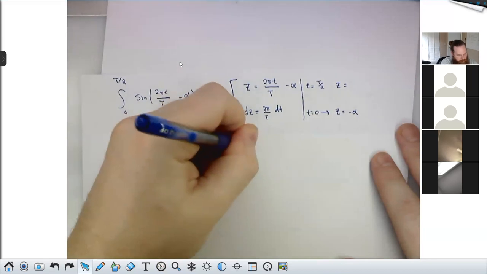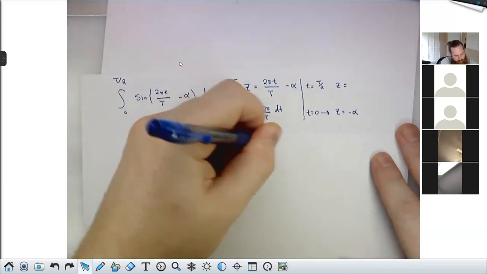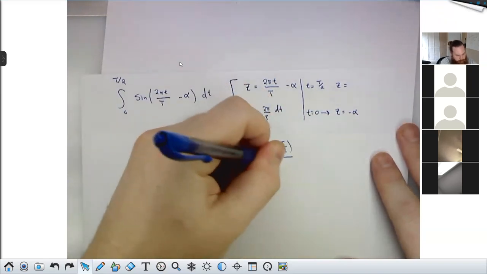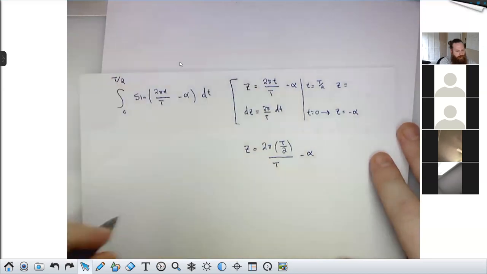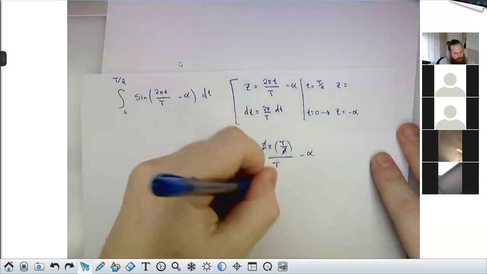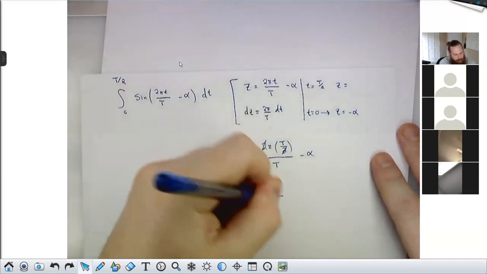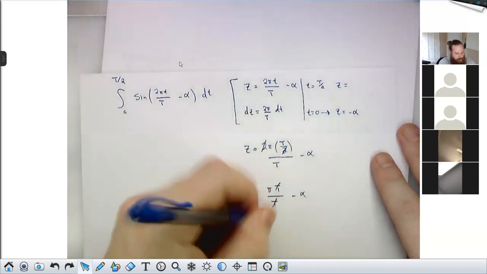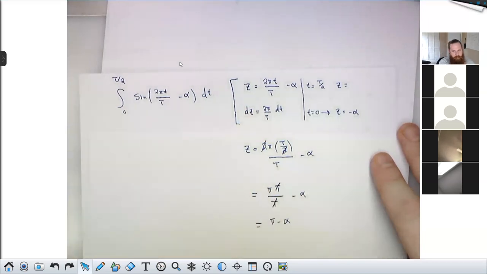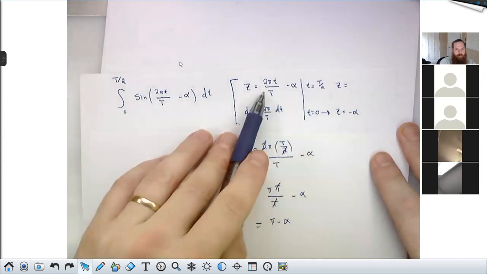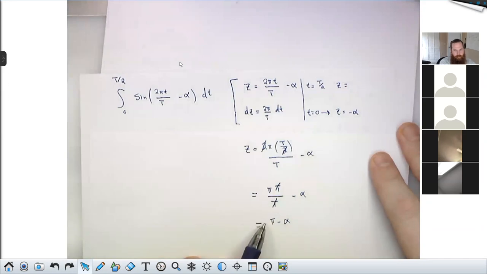If I plug in capital T over 2 for little t, what do I get here? Well, this 2 and this 2 can cancel. So I get pi times big T over big T minus alpha. And then the T's cancel, and I get pi minus alpha. So when you plug in little t equals big T over 2 to this expression, you get pi minus alpha.